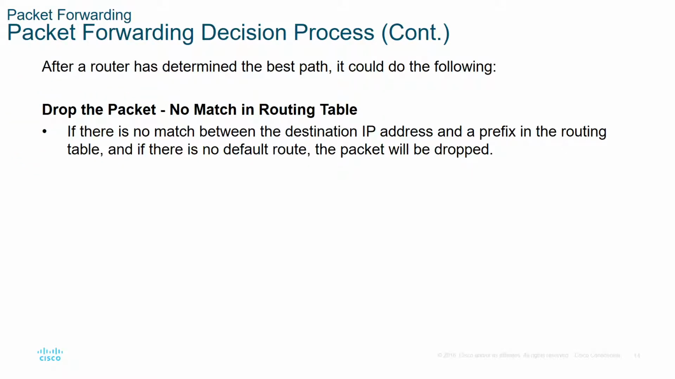After a route has been determined, the router could also drop the packet. No match in the routing table. If there is no match between the destination IP address and a prefix in the routing table, and if there is no default route, the packet will be dropped.